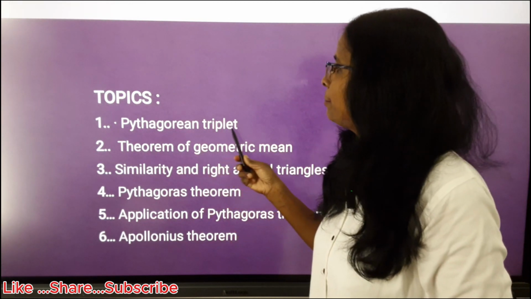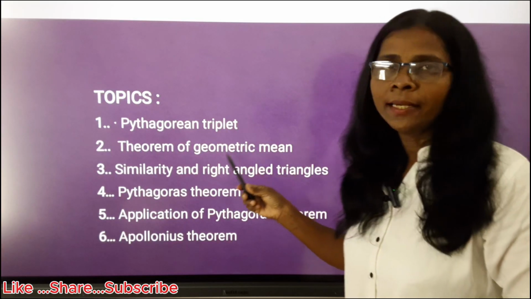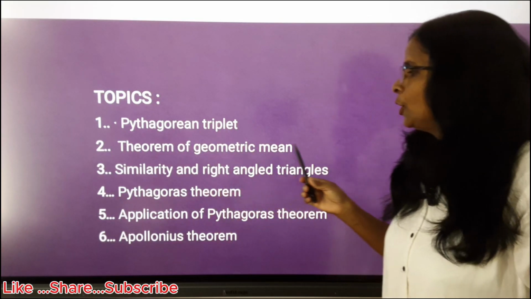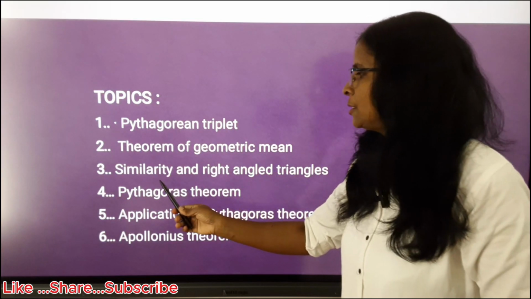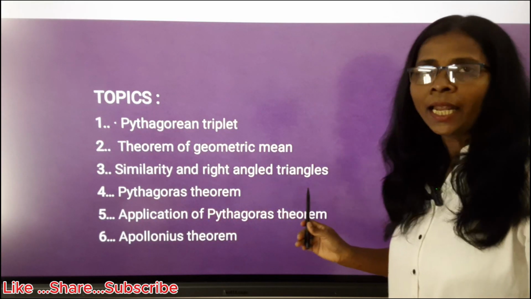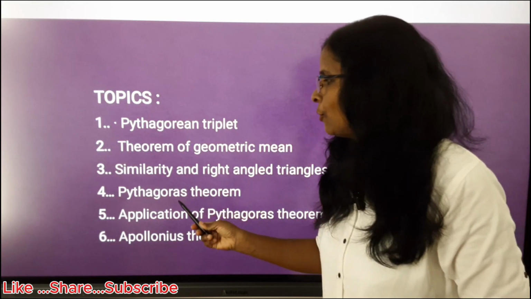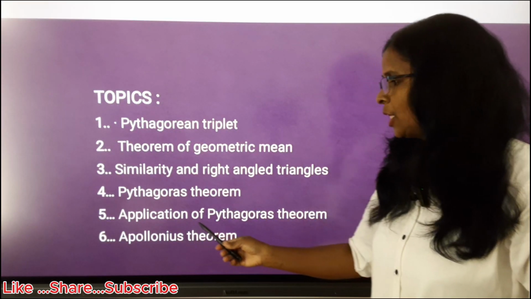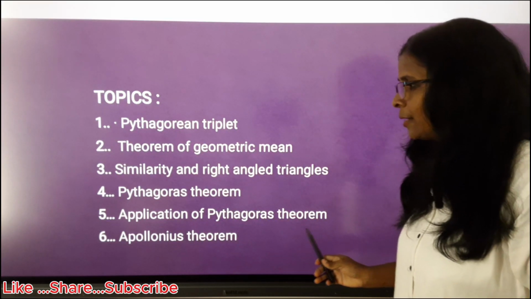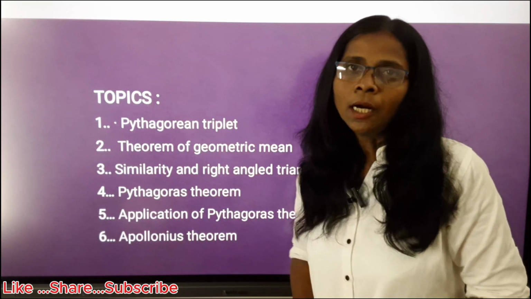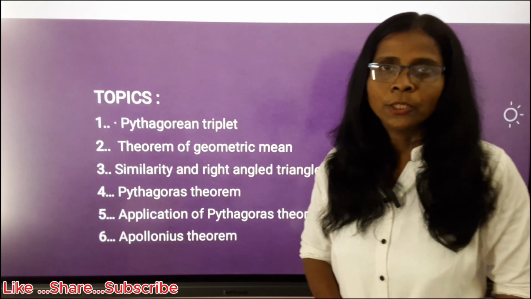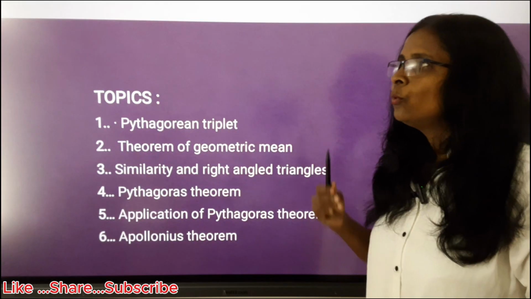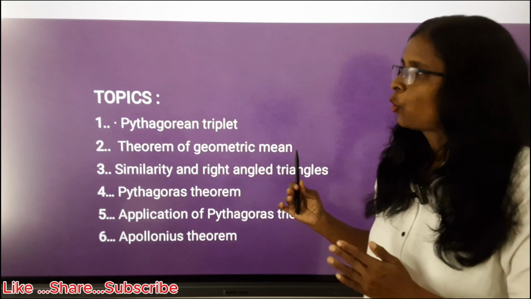First topic is Pythagorean triplet. Second one is the theorem of geometric mean. Third one is similarity and right angle triangles. Fourth one is Pythagoras theorem. Fifth one is application of Pythagoras theorem. And sixth one is the Apollonius theorem, students. So let us see these topics one by one.